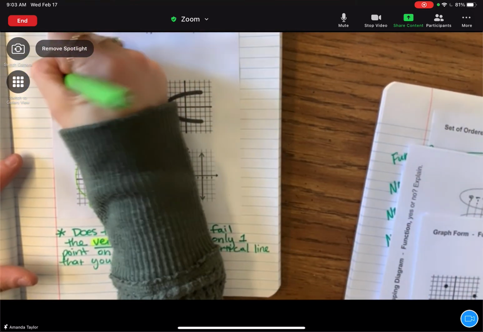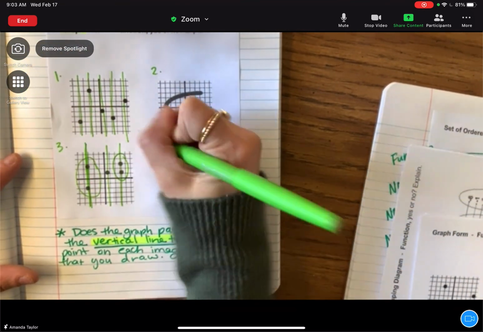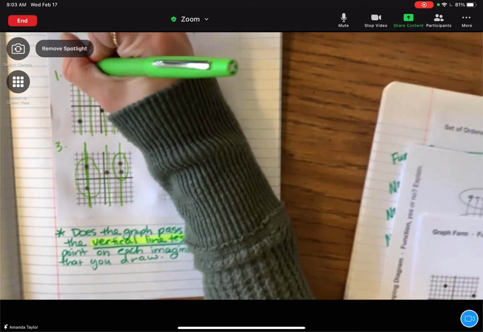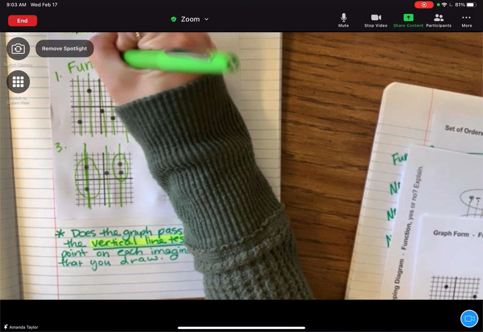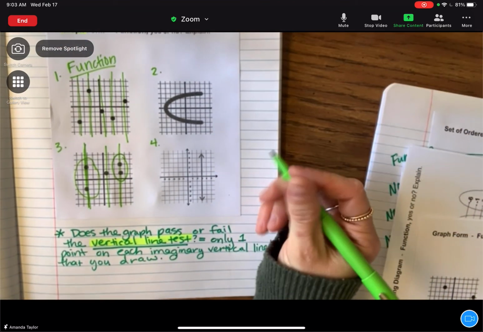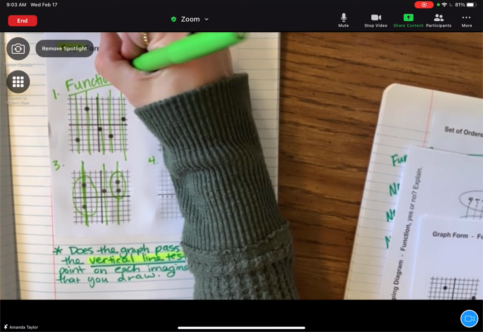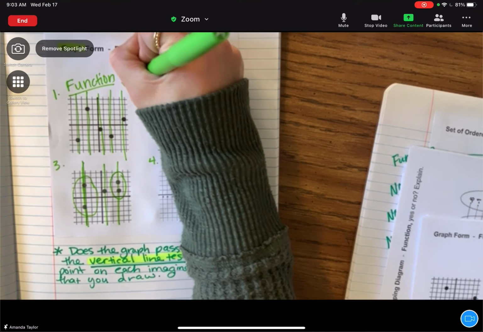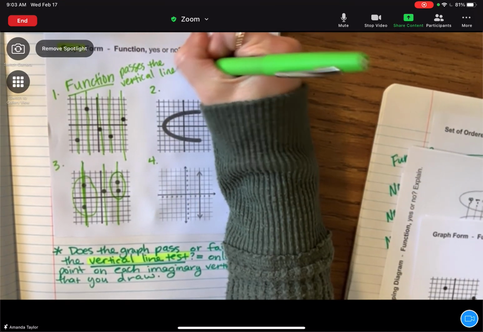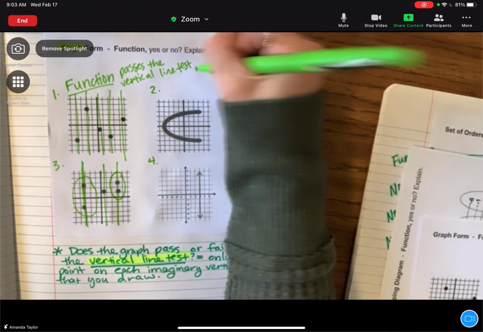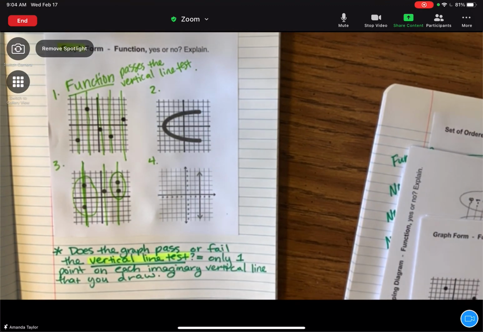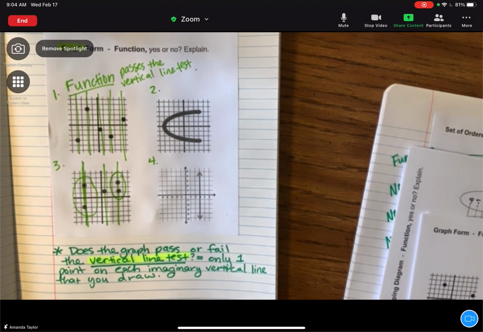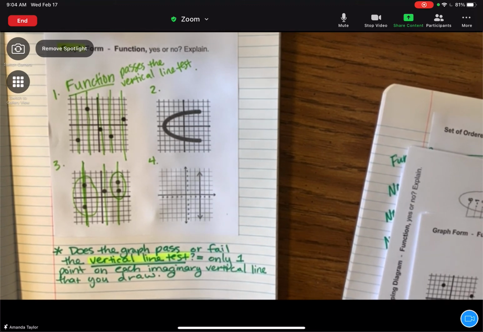I'm going to number these 1, 2, 3, and 4. 1 is the function, and you can say that because it passes the vertical line test. And no, you may not abbreviate VLT. It's too soon to abbreviate VLT. Maybe next week I'll let you abbreviate, but right now I need the words spelled out so that you know what VLT is.